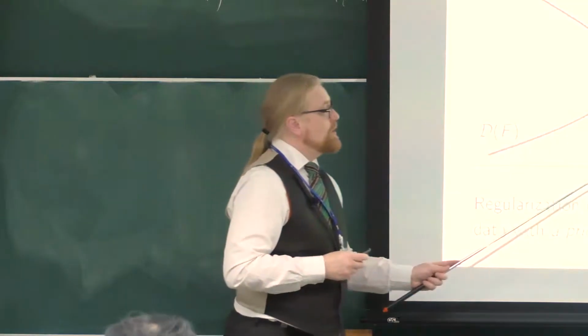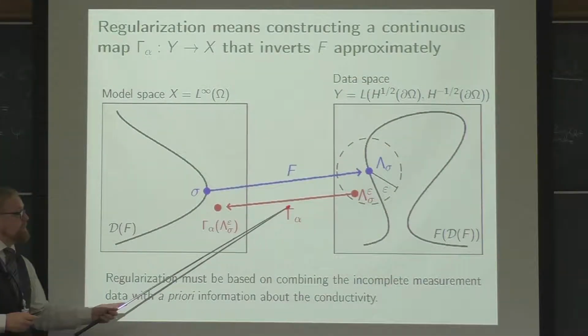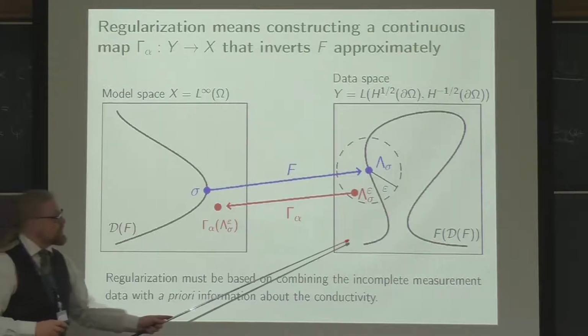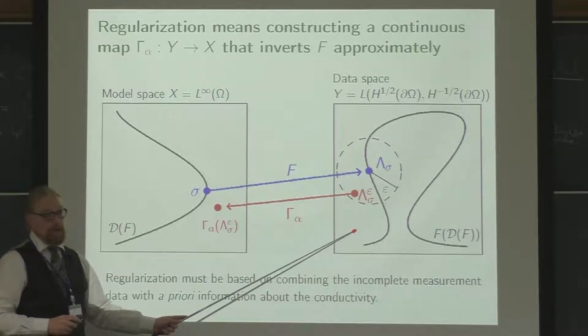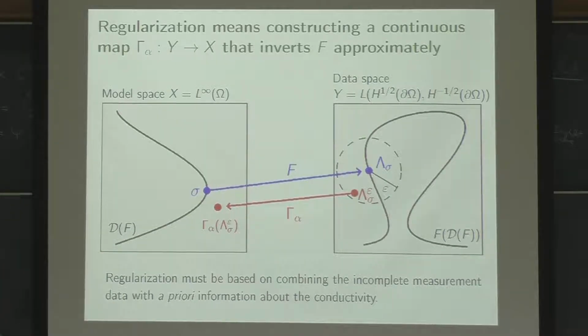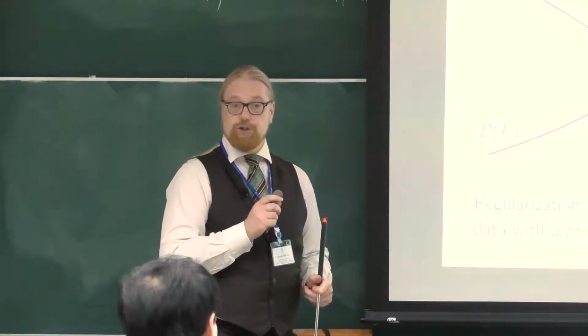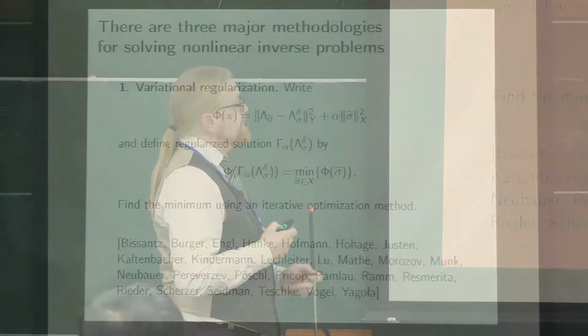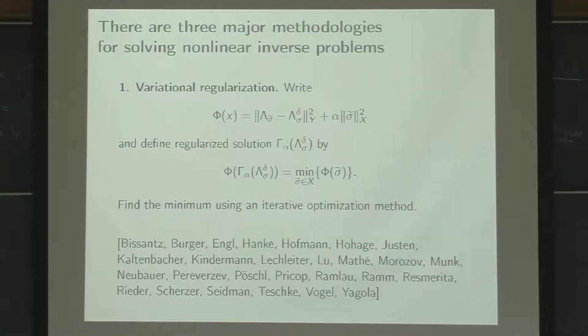What we need to do is define a family of functions gamma alpha that are defined and continuous on all of the data space Y. They map into X, and they have to satisfy the couple of conditions we saw. I will describe briefly 3 different approaches that are kind of major approaches in the literature.